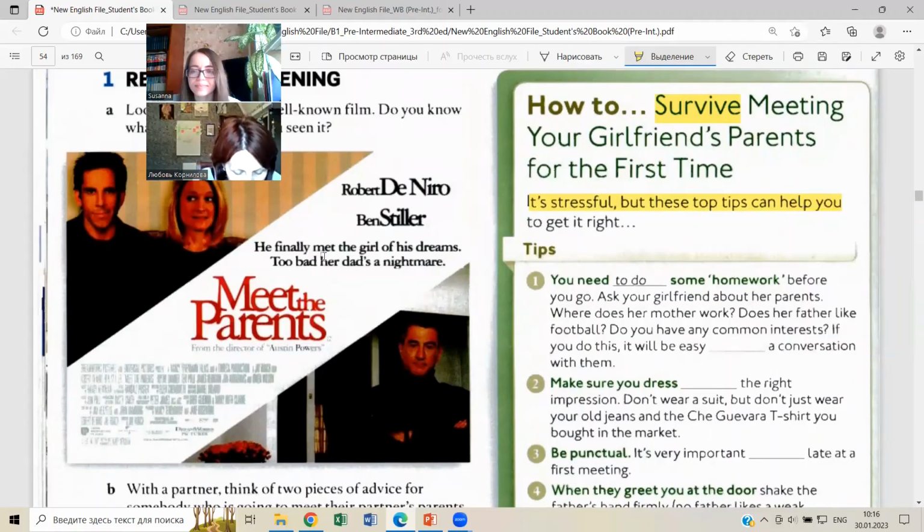How to survive meeting your girlfriend's parents for the first time. It's stressful, but these top tips can help you to get it right. Tip number 1. You need to do some homework before you go. Ask your girlfriend about her parents. Where does her mother work? Does her father like football? Do you have any common interests? If you do this, it will be easy.